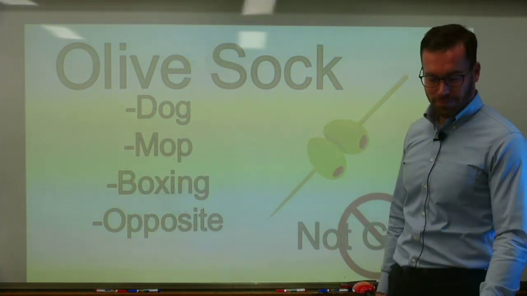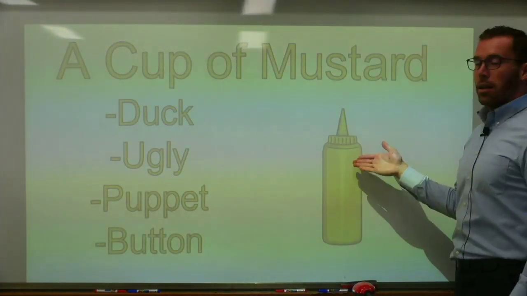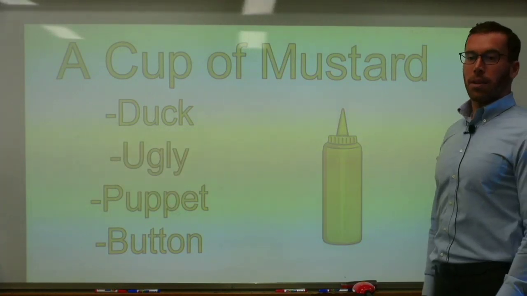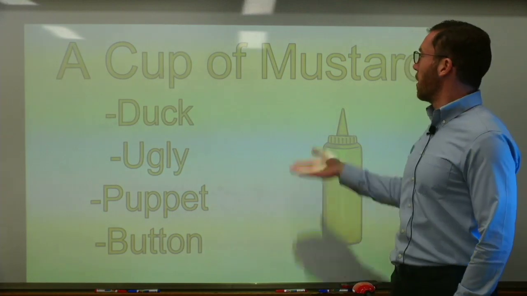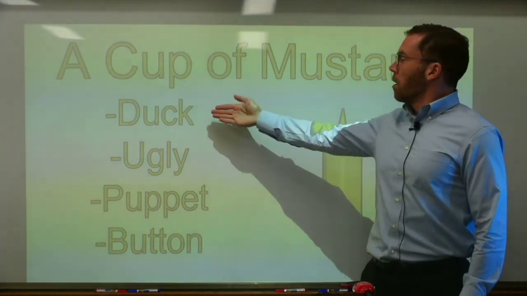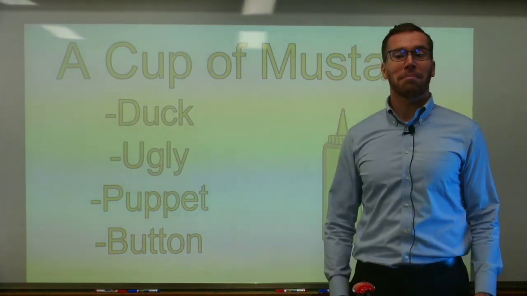Dog, mop, boxing, opposite. When you see the olive color, make the O sound. Last one, the U sound is a cup of mustard. Right? The cup, of mustard. Words like duck, ugly, puppet, and button.